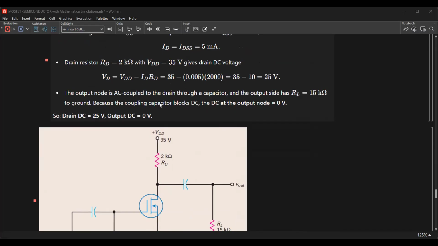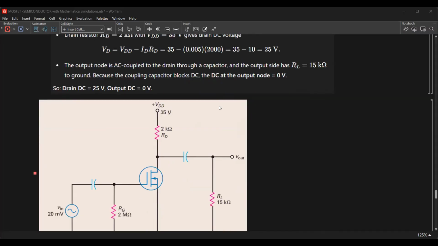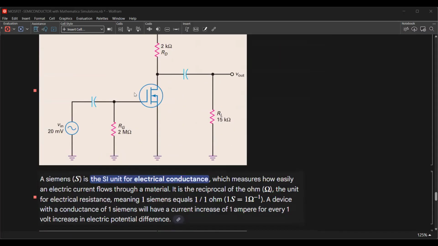So the output node is AC coupled to the drain through a capacitor, and the output side has RL equal to 15 kilo ohms to the ground. Because the coupling capacitor blocks DC, the DC at the output node is 0 volt. So drain DC is equal to 25 volts, and the output here is equal to 0. So there is no contribution by the DC here.